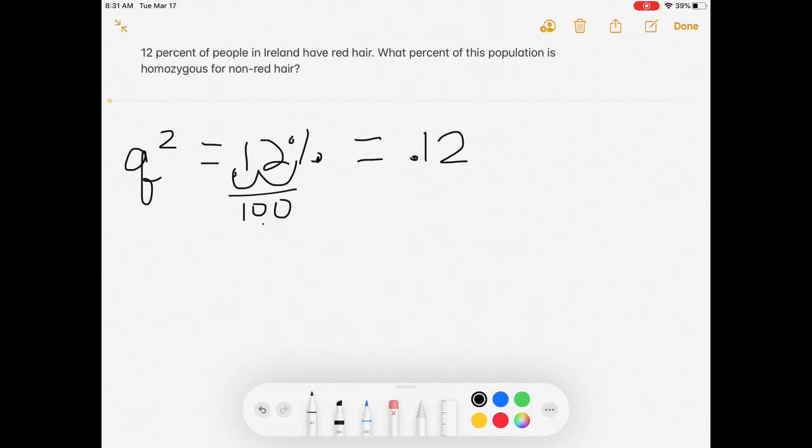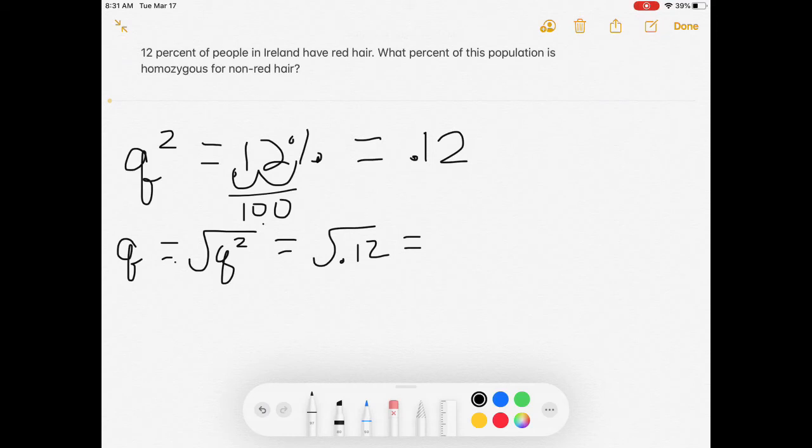Now, what's the next thing we can solve after q squared? If you guessed q, you were right. In order to solve for q, we just take the square root of whatever we got for q squared. So that means we're going to grab our calculators now, and we are going to plug into our calculators the square root of 0.12. So go ahead and do that with me now.